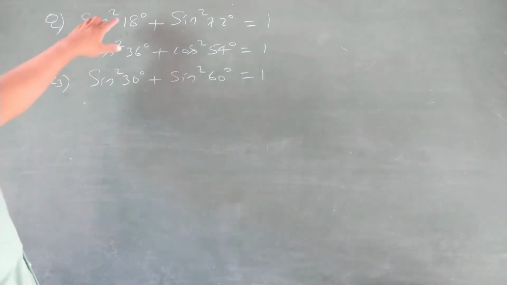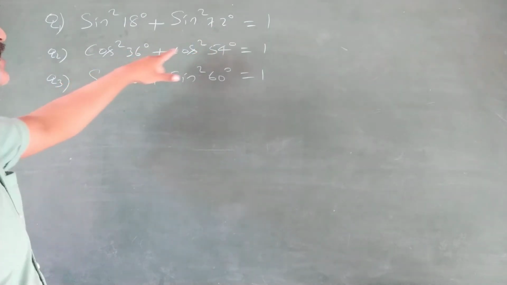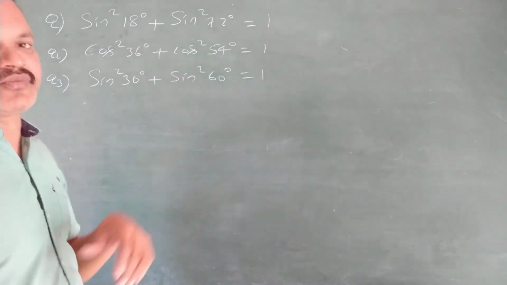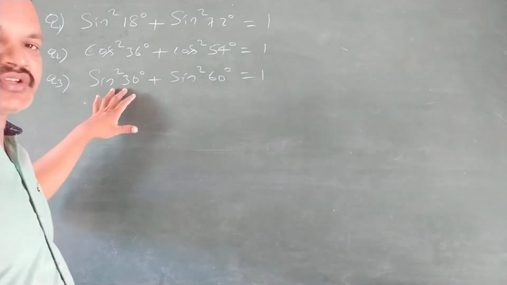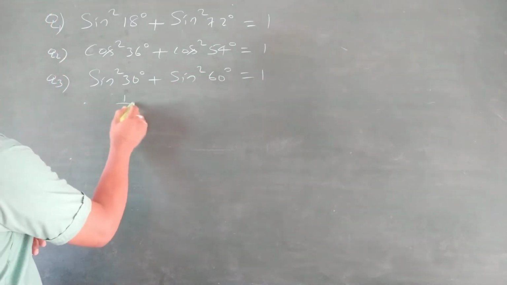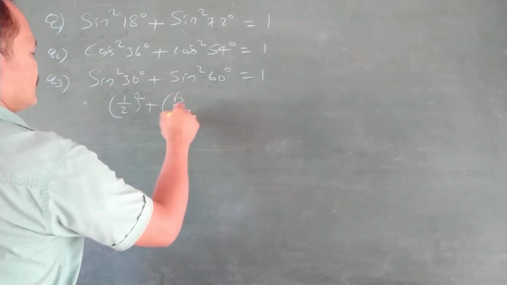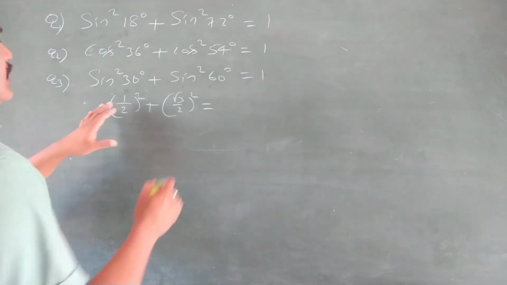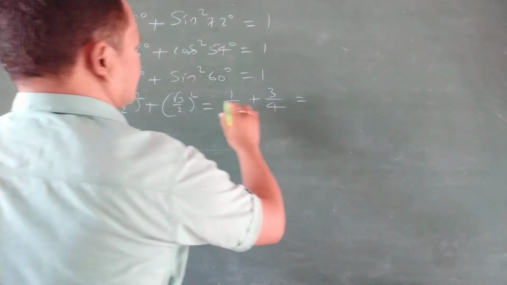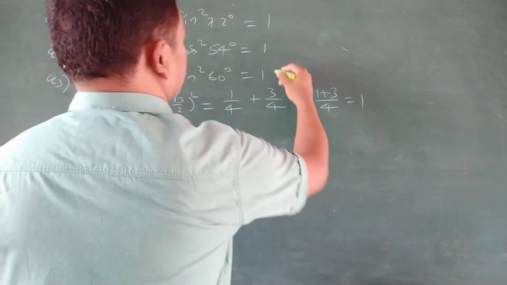Why is it 1? We don't know the values of the functions of 18 degrees, 72 degrees, 36 degrees and 54 degrees. But we know the standard results of 30 and 60. So sin 30 is 1 by 2, its square, plus sin 60 is root 3 by 2, its square. It is 1 by 4 plus 3 by 4, that is 4 by 4, that is 1.